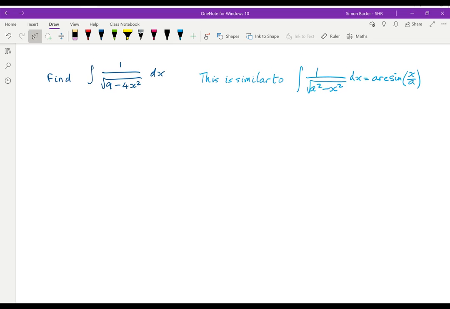This integral, 1 over the square root of 9 minus 4x squared, isn't exactly in the right form. So what can we do in order to use this standard integral to help us integrate this one? Just pause the video and see if you can sort out for yourself what to do with this. So pause the video now.